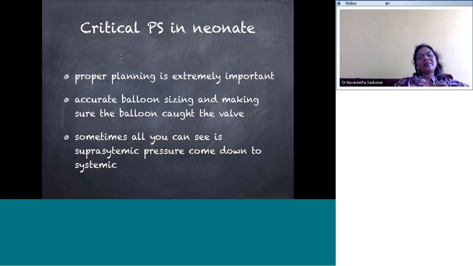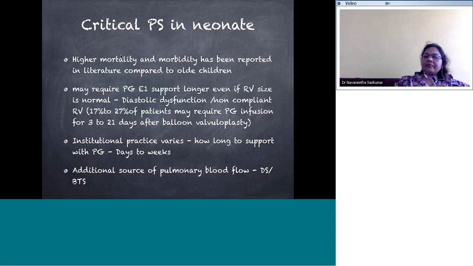and then whether your dilatation was effective or not, the baby will tell you in the coming days, showing resolution from hypoxia, ability to wean off prostaglandin. So, higher mortality and morbidity has been reported in literature in neonatal critical PS dilatation compared to older children. So, some of these babies may require prostaglandin support for longer, even if the right ventricular size is normal, because of a hypertrophied non-compliant right ventricle, or you call it diastolic dysfunction.